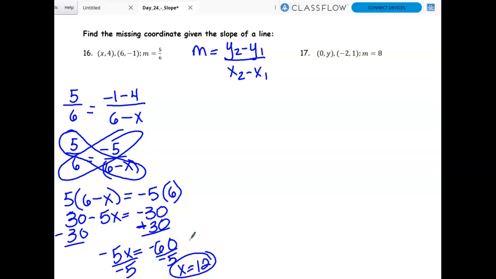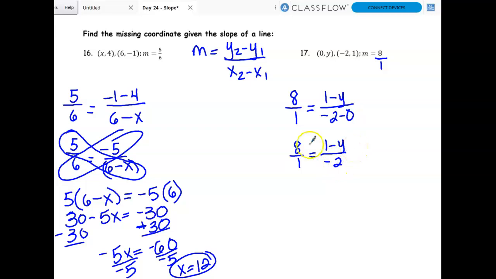Okay, number 17, we're going to do the same way, only now our missing coordinate is a y. So in this case, our slope is 8. So let's put it over 1. So our slope is 8 over 1. Our change in y is 1 minus y divided by -2 minus 0. I'm going to simplify, and I get 1 minus y divided by -2.